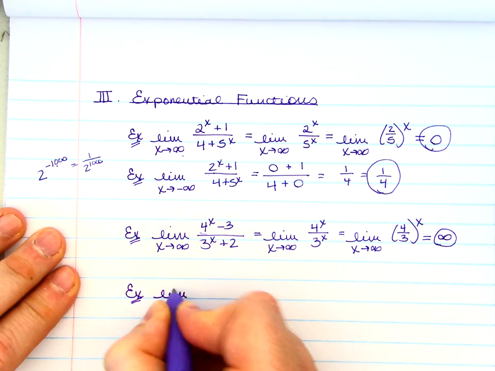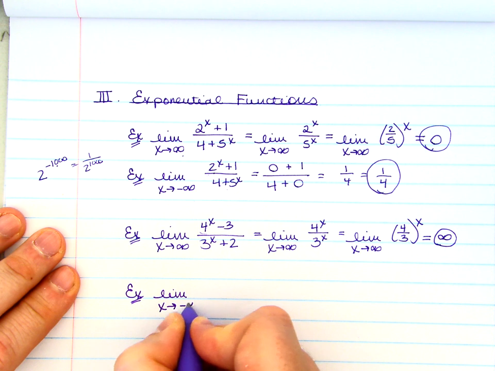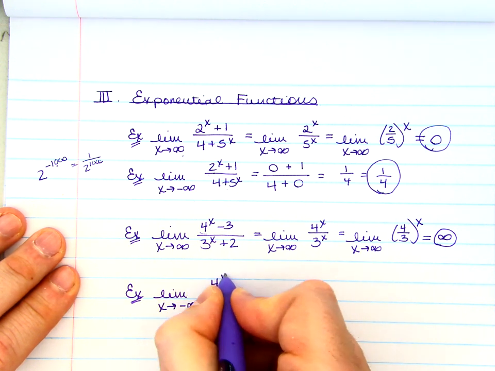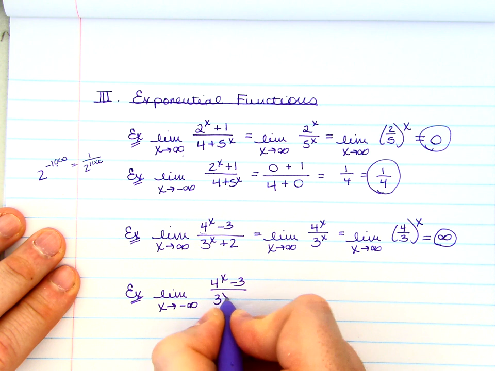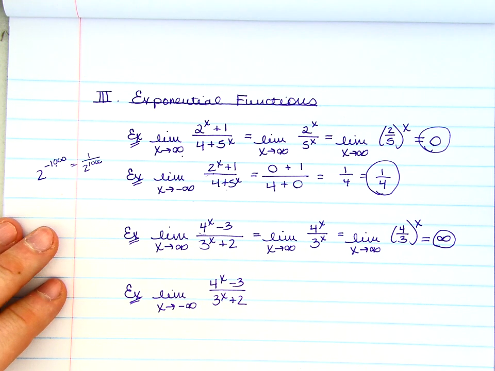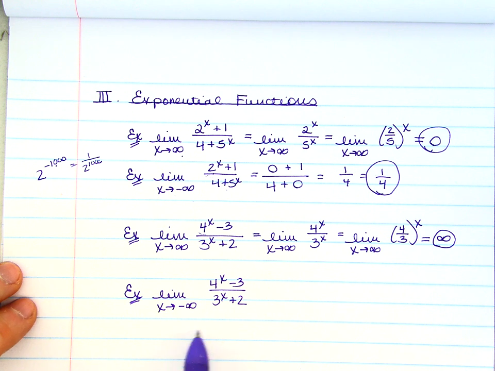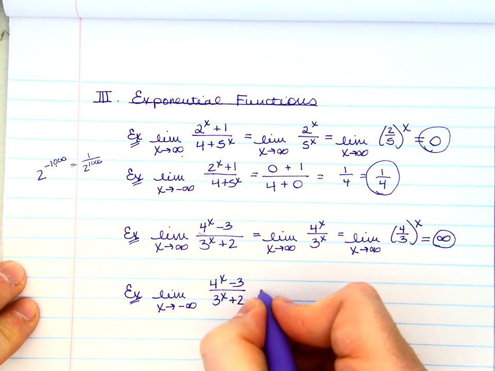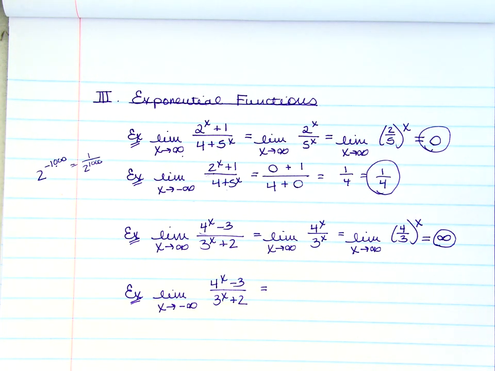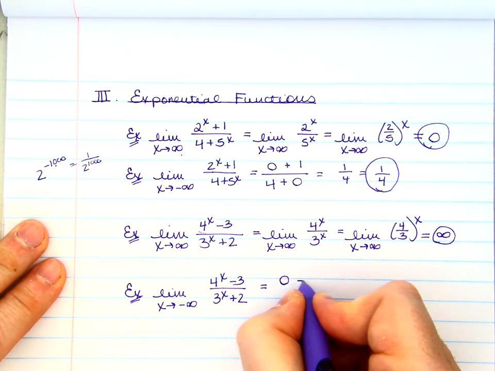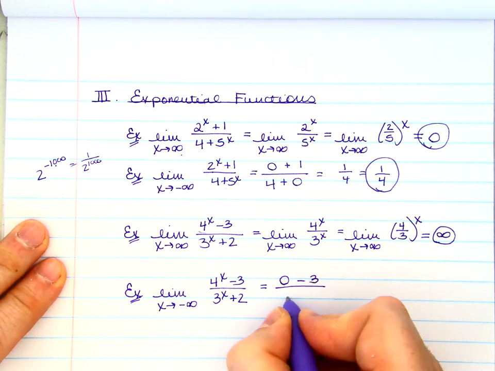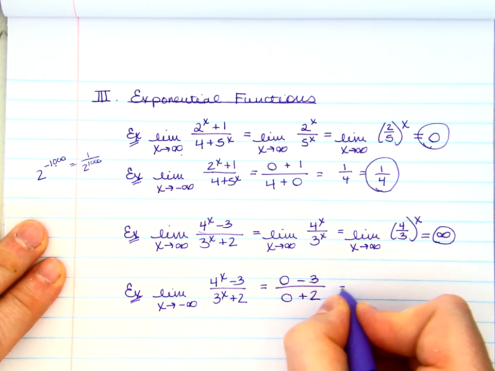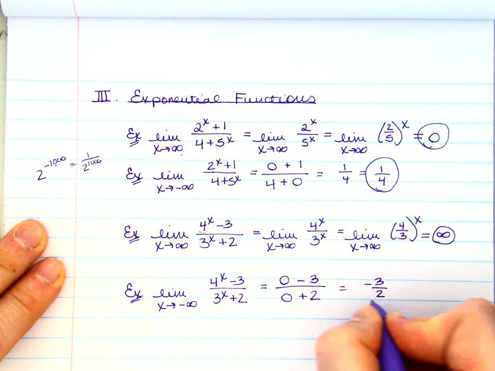Let's look at the limit as x approaches negative infinity of 4 to the x minus 3, same problem, over 3 to the x plus 2. This one is more like our second example. 4 to a negative huge number is 0. See if you can proceed from there and submit your answer. You should be getting negative 3/2.